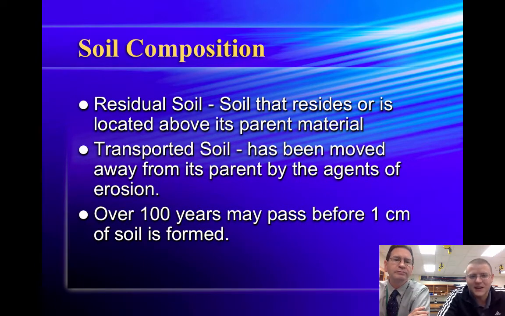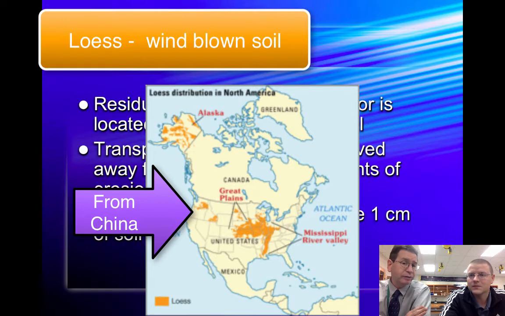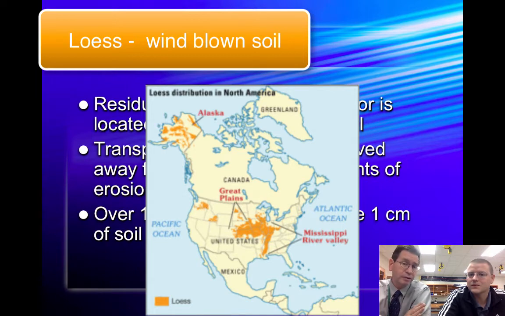And you can see that to create only about a centimeter of soil, you gotta wait at least 100 years to get a very, very small amount of this broken down material. Now, one example of a transported soil would be something called loess, which is a soil that comes from China, believe it or not. Wind picks it up, carries it through the jet stream, and deposits it, well, basically in our Midwest. And that is part of the reason, maybe the main reason, why our soils there are so fertile.